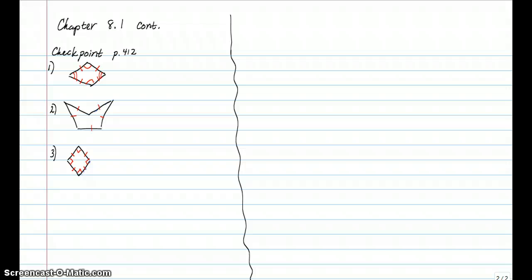Okay, now that your figures are drawn, let's look at the directions. The directions for 1 through 3 on page 412 say, decide whether the polygon is convex or concave. So the first thing you have to decide is whether it's convex or concave. So if we were to extend these lines out, it would not go through the center. Extend that segment out, not go through the center. Extend this segment out, it won't go through the center. And if I were to extend this segment, it would not go through the center of the polygon or the inside of the polygon. So therefore, this is going to be convex.